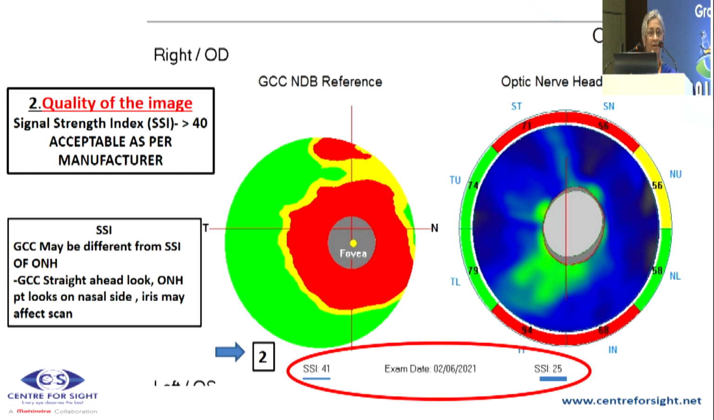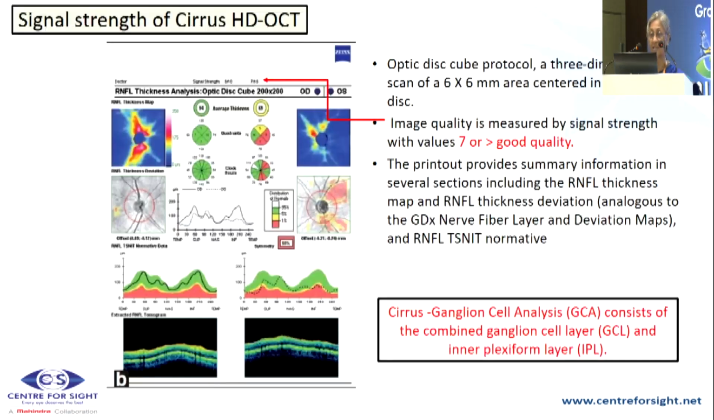On the other hand, when you're looking at the optic nerve head, what do you tell the patient? Look a little on the side. So when you're looking at the side, at that time, the iris comes into view, and therefore, automatically your signal strength decreases. Now, the signal strength in all the types of printouts is not the same. This is of the Cirrus OCT. Whereas in the case of OptiVue, the manufacturer has said 40 is the signal strength that we should take into consideration. In the case of Cirrus, it is 7.